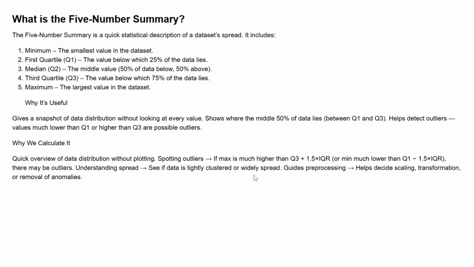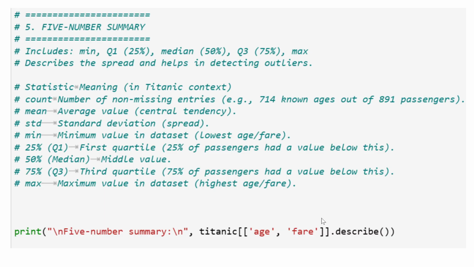Okay. So if I want to understand the spread, to see if the data is tightly clustered or widely spread, by looking at the box plots we can determine whether the data is tightly clustered within a box or whether it is widely spread across the box. This guides pre-processing, which helps us decide whether scaling is required, whether a transformation is required, or whether I want to remove certain anomalies.